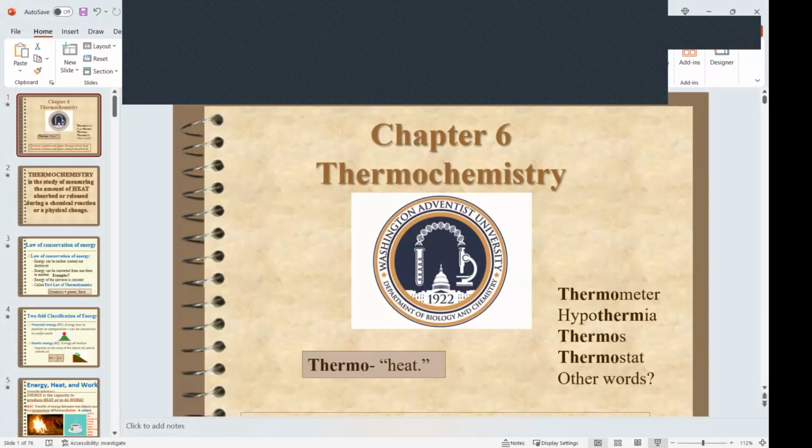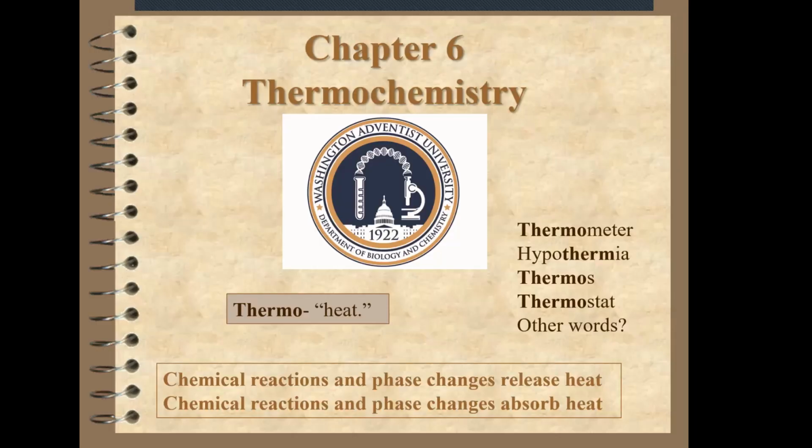The first thing to highlight from chapter 6 is the very bottom. Chemical reactions and phase changes release or absorb heat. That's why we spent a whole chapter looking at heat. So heat is important in chemistry. And notice as we go through our study of the natural world from the chemical point of view, we're looking at it from all different angles. In chapter 5, we looked at the gases, and eventually we're going to start looking at liquids. But now we want to take a break and look at heat, a very important component of chemical reactions.